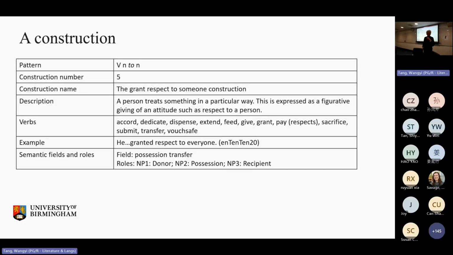A whole load of verbs that can be used, I suggest, in this construction. And again, this is just me looking at it and saying, I think these verbs belong together. I think these verbs go into this construction. There's an example, he granted respect to everyone. And that's the corpus that example comes from. And for some of these, and I'll explain that a bit in a moment, I also coded the different elements of the construction. So in this case, the field is possession transfer. So we're talking about transferring possession, even though it's metaphoric. And the roles are, the first noun phrase is the donor, the second noun phrase is the possession, and the third noun phrase is the recipient, which is very straightforward. He granted respect to everyone. He gives this thing called respect to the people who receive it.